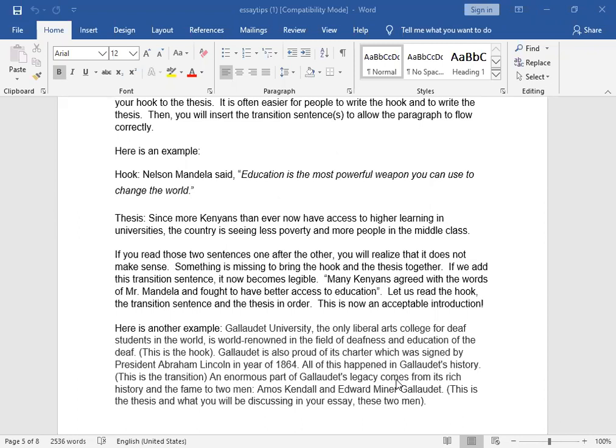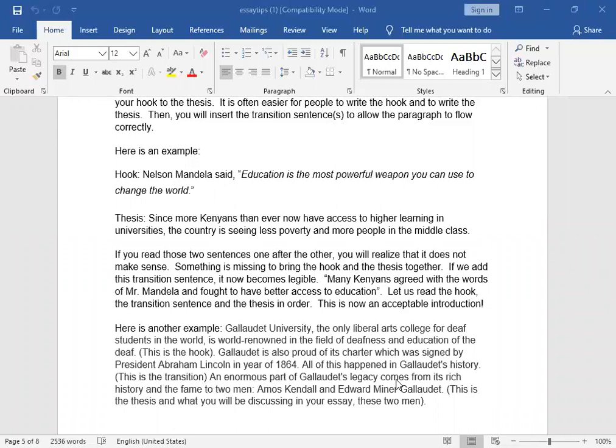This is the transition. An enormous part of Gallaudet's legacy comes from its rich history and the fame of two men, Amos Kendall and Edward Miner Gallaudet. This is the thesis and what you will be discussing in your essay, these two men. I want to break it down without going deep into that story.